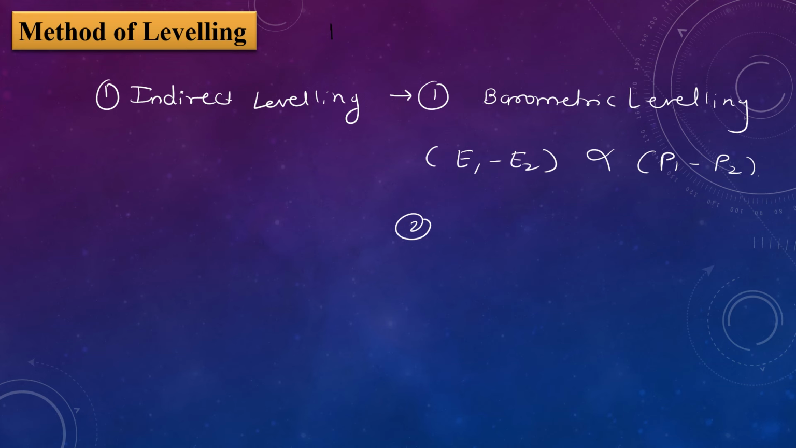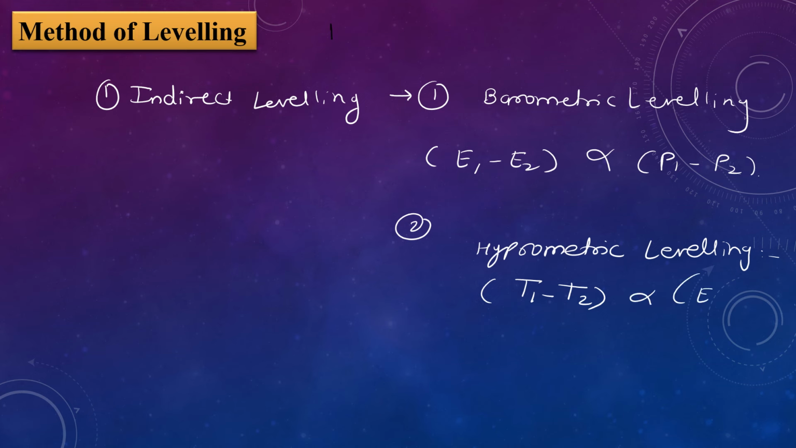Then second one, hypsometric leveling. Hypsometric leveling is based on the difference in boiling point, which is T1 for the first and T2 for the second. The difference in the boiling point is proportional to the difference in the elevation. This is nothing but hypsometric leveling.